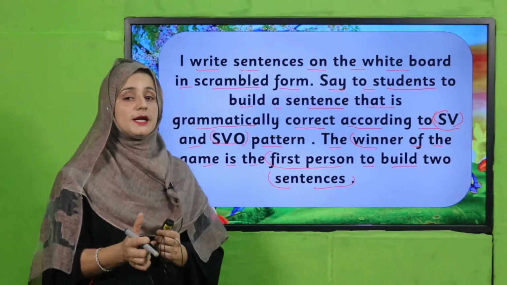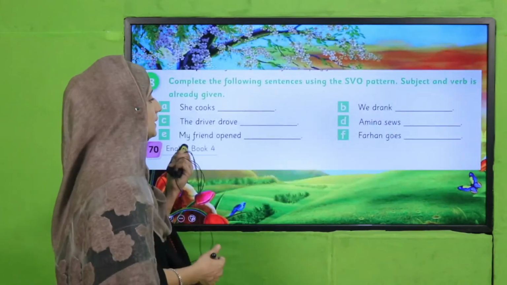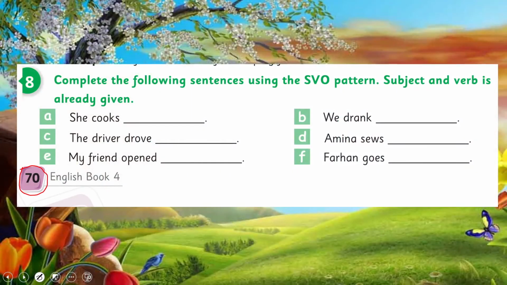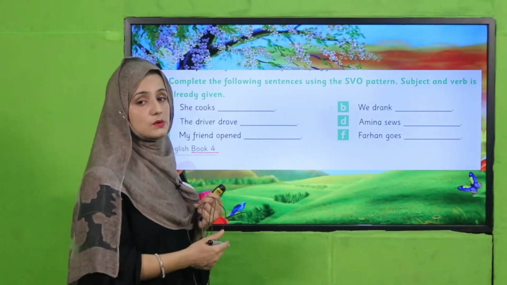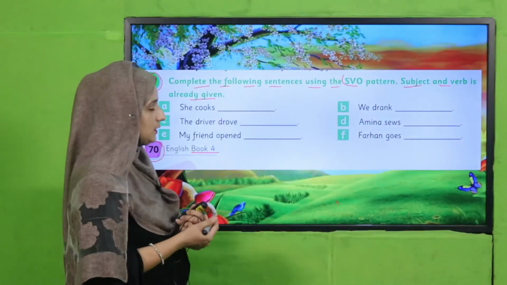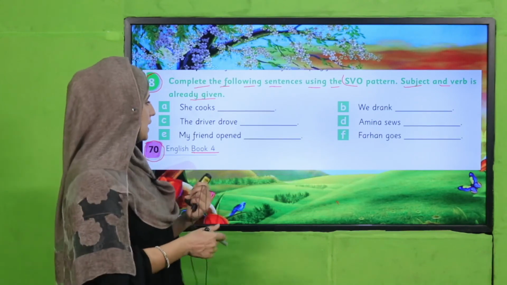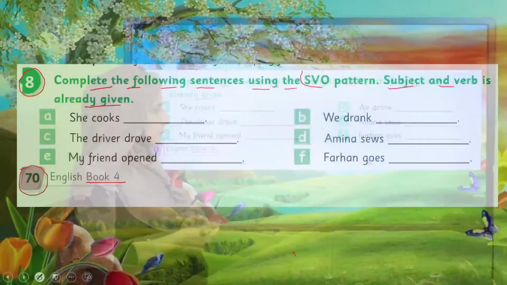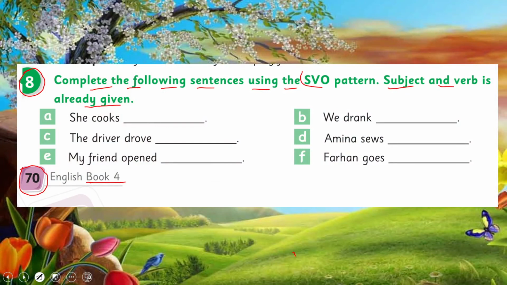Excellent job. I hope you have done it and enjoyed it. Yes, now open your English book 4, page number 70, question number 8. Now we will perform this activity individually in our class to check what we have understood about the SVO pattern. Complete the following sentences using the SVO pattern. Subject and verb are already given. So what do we have to write, my dear students? Yes, we have to write the object. Perform this activity in your book.